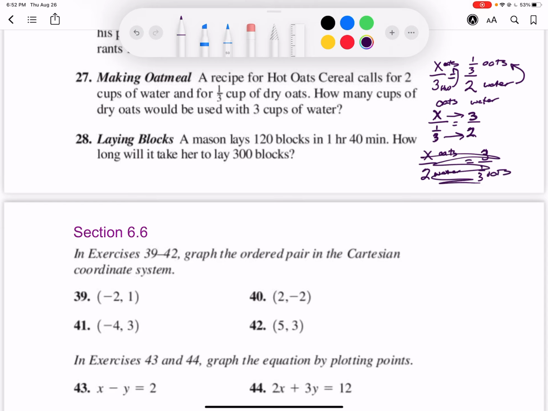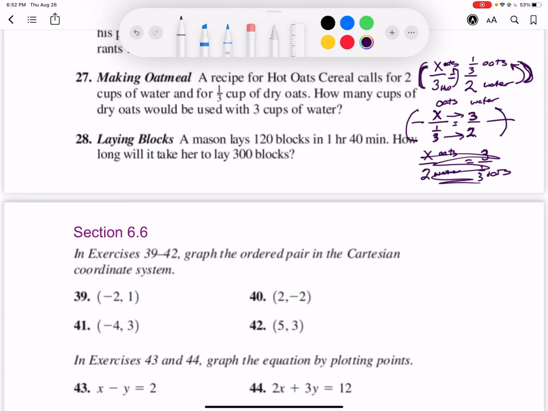So just make sure that your proportions are equivalent. You're comparing the amount of oats in one recipe to the amount of oats in the other recipe here, and the amount of water in the first recipe to the amount of water in the second recipe here. And then in the first situation, you're comparing the whole recipe amounts to the other recipe amounts. As long as you keep them together, it's going to work out just fine.